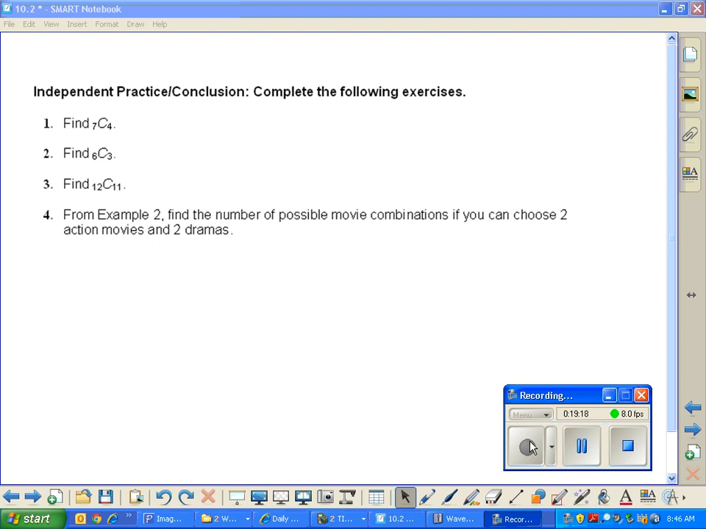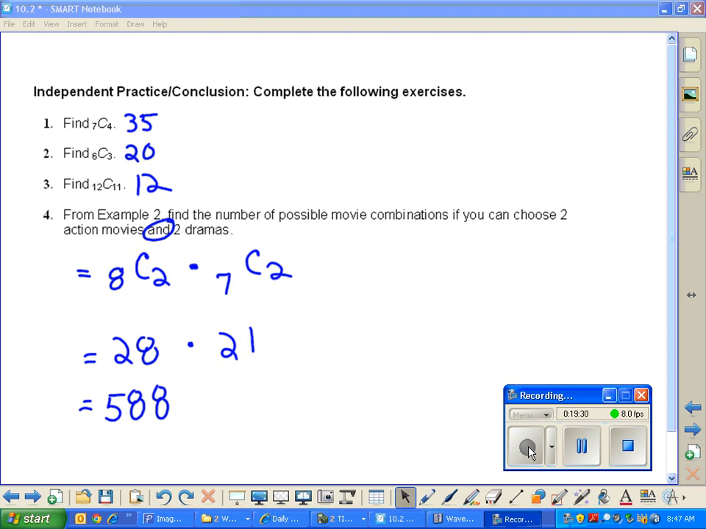So it's at this point in time I'd like you to take a moment and work out your independent practice problems. So go ahead and hit pause. And then when you hit play again, you're going to see the answers appear on your screen. Okay, so as you look at your independent practice conclusion questions, there are your answers. So you can go ahead and press pause to check those.